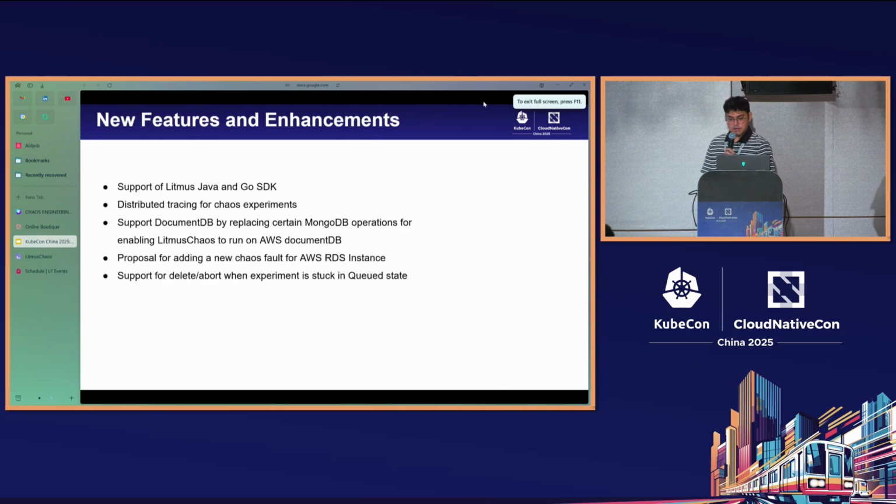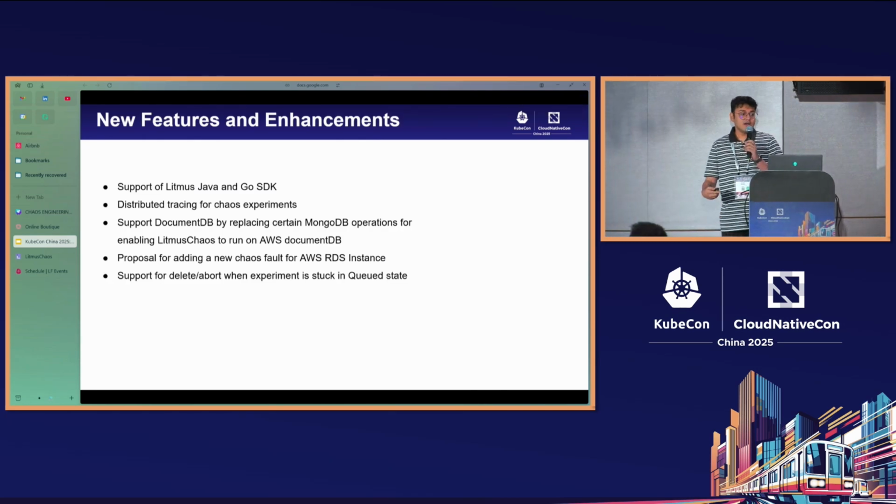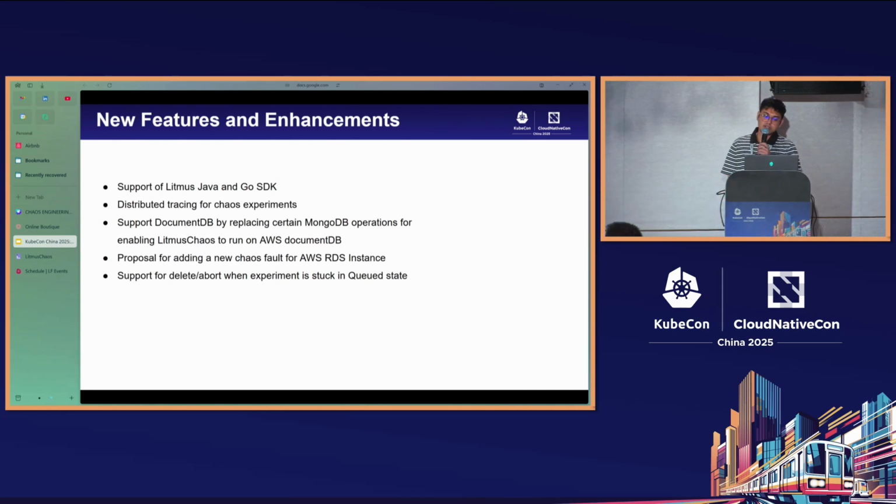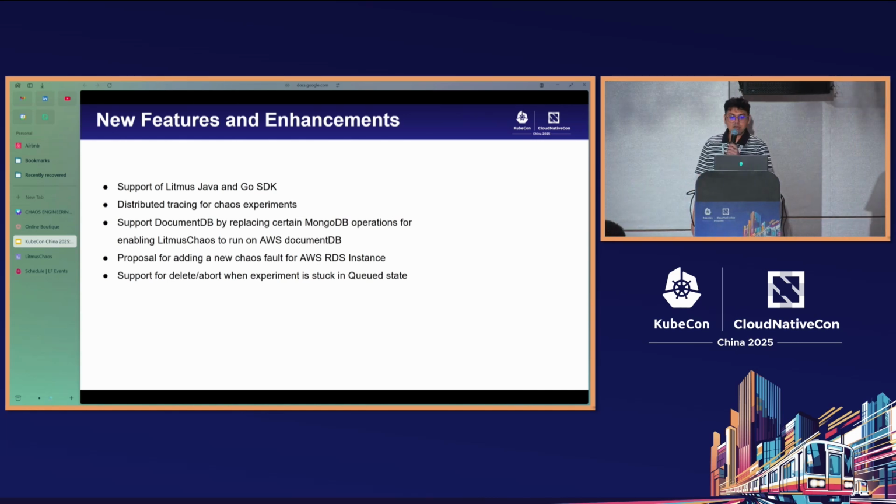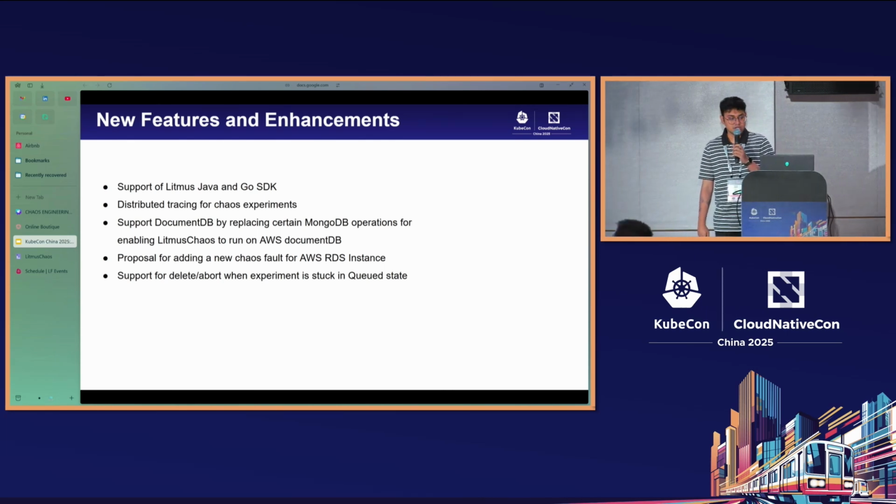Cool. We'll see a couple of new enhancements and features. So basically, these couple of months, we have been trying to add LitmusChaos Go SDK. We, of course, are doing the distributed tracing and DocumentDB support, so that we can enhance and replace certain MongoDB operations for Litmus that are running on AWS DocumentDB.